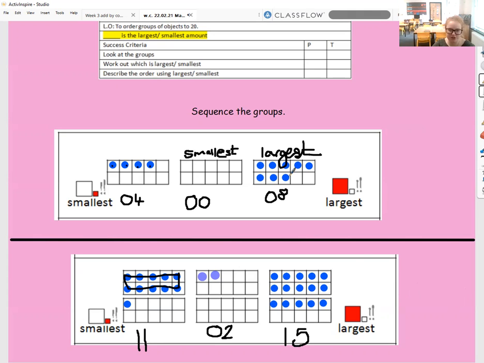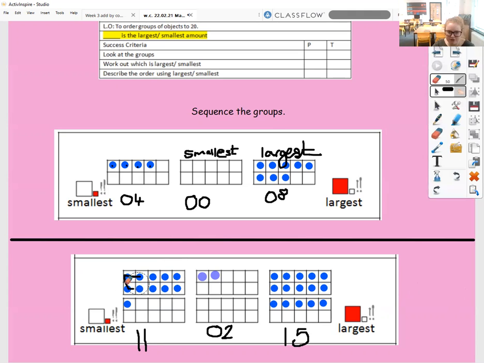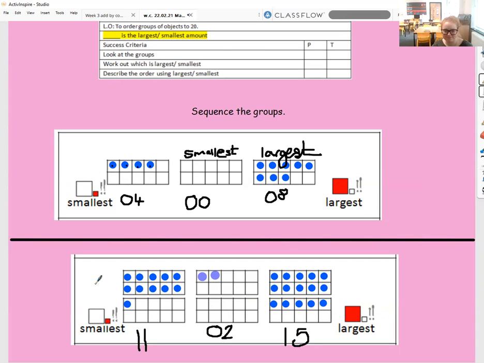So now I want to know which is the smallest amount. Well, let's look at our 3 groups of numbers, and can we spot which is our smallest amount? Where do we have the least counters? Well, I think it's this one, and I can see that this number, which is number 2, has 0 tens, whereas the other numbers have 1 ten, which is the same as 10 ones. So I know this is the smallest number. 2 is the smallest number.